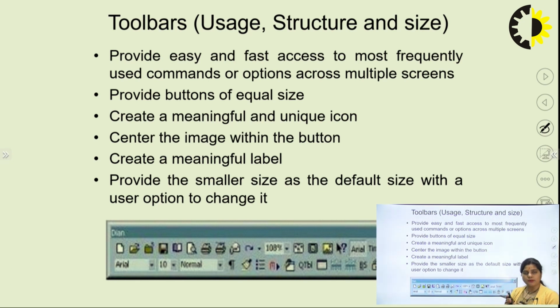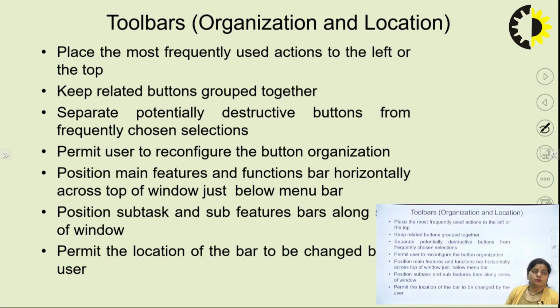If we are using images inside the buttons in the form of labels, then it centers the images within the button only. It creates meaningful labels and also provides a smaller size as the default size, with the user option to change it. This is a toolbar having the various tools which we are going to use. Just like in MS Office Word we have different tools over the toolbars, like the sizes of the text, the fonts of the text, alignments, copy, save as options, resizes, crops, capitalizations or small letters. Different options or tools are compiled over the particular toolbar screen.